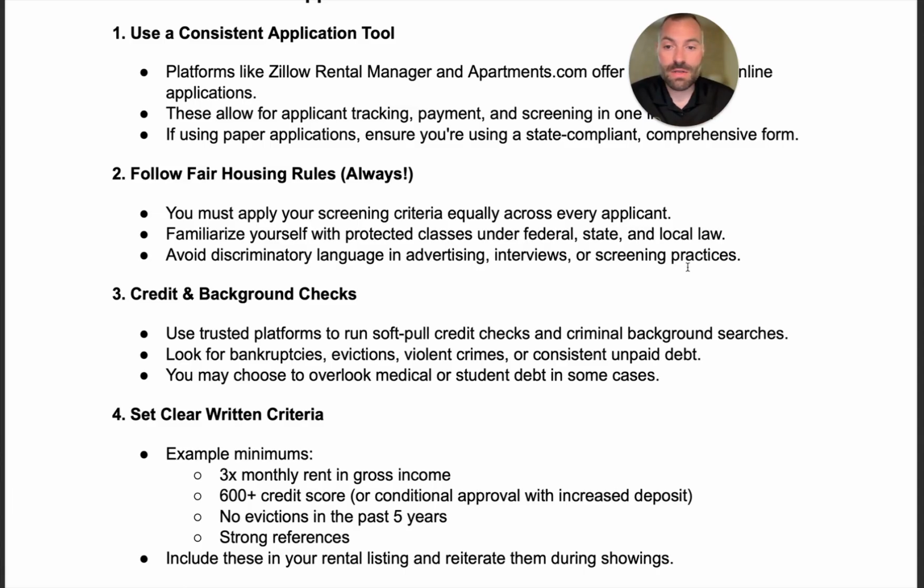Talk to an attorney if you have any questions about this stuff, because you need to familiarize yourself with the protected classes under all the laws and avoid discriminatory language in any of your leases, your interviews, your screening practices, your listings, any of that stuff.